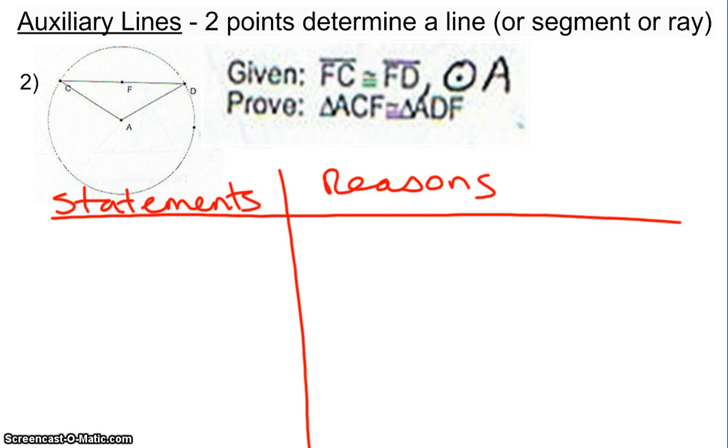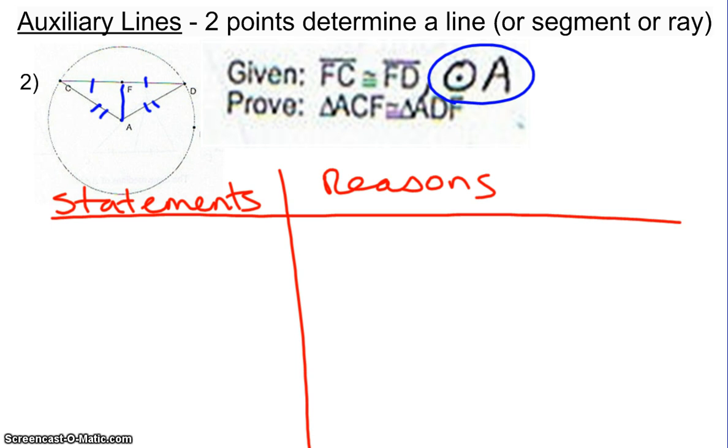In this next proof, we're going to have to look at remembering the auxiliary lines, that 2 points determine a line. So if we were to look at our given information, we are starting with the fact that we have those segments congruent. We also need to look at what does it mean when we have the circle, which in this case we have a pair of radii. And then we don't even have the two separate triangles. So to say that we're proving those triangles congruent, we really need to add in a segment.